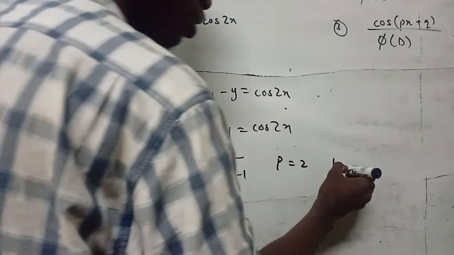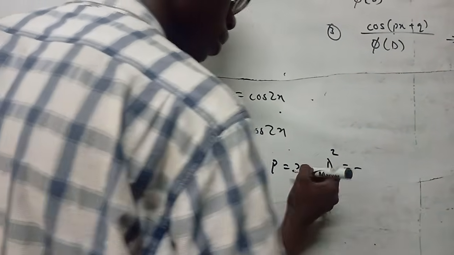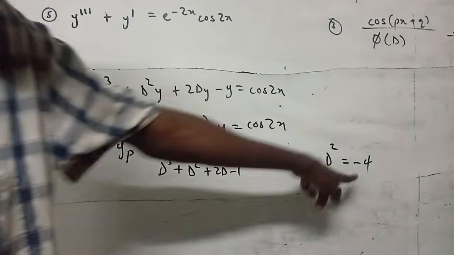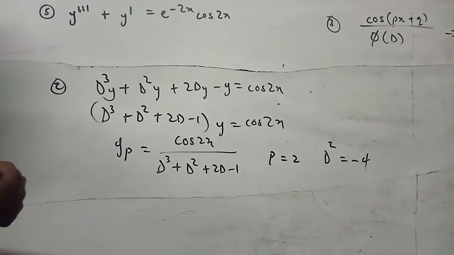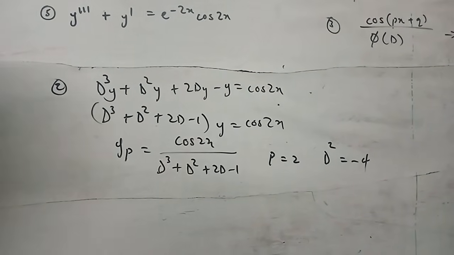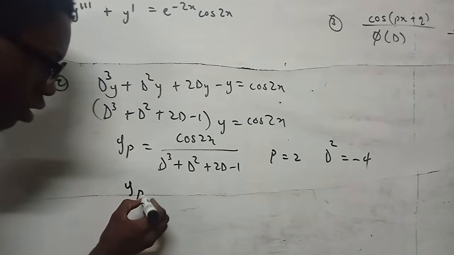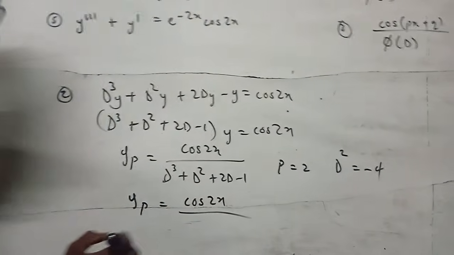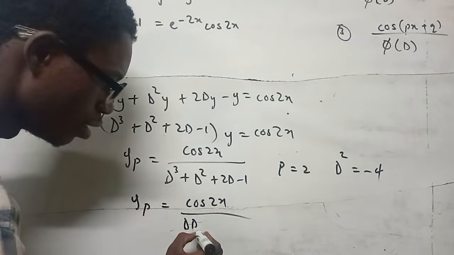So we are using our d squared equals minus p squared, p is 2, which means p squared is 4, sorry. So d squared equals minus 4. We are going to substitute minus 4 anywhere we see d squared in this question. So we are going to have something like yp equals cos 2x over, now don't forget this is d cube, which means I can write it as d squared.